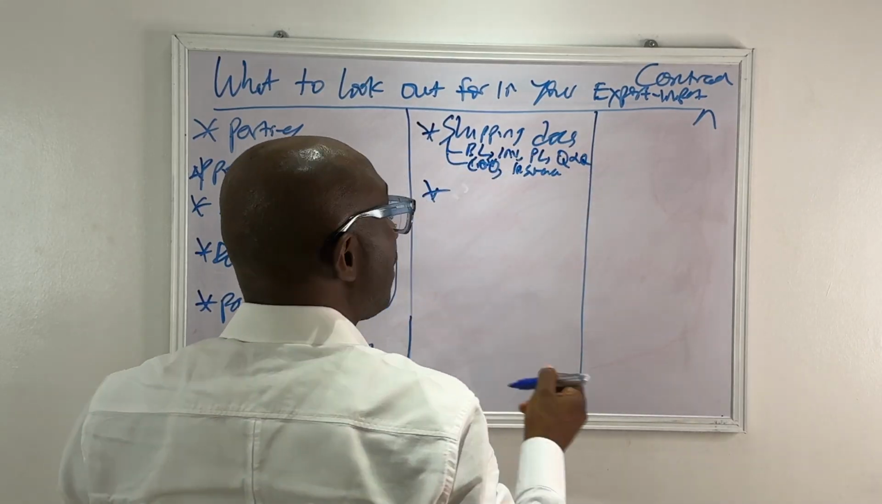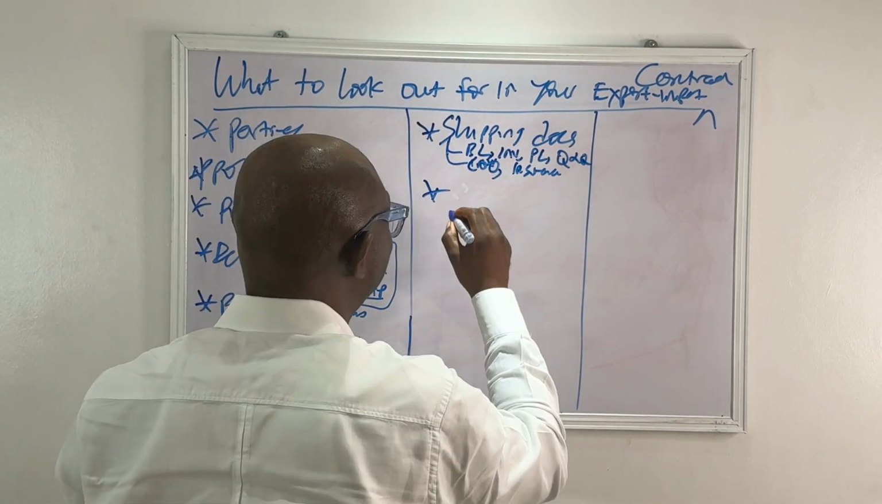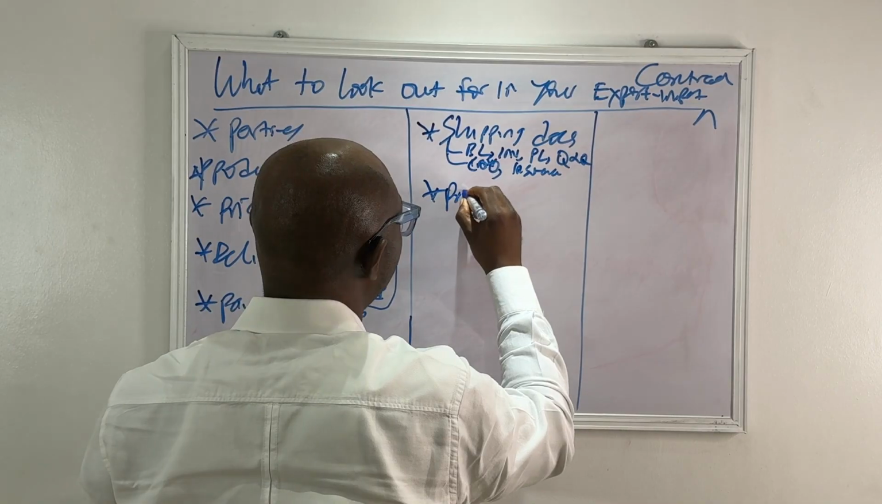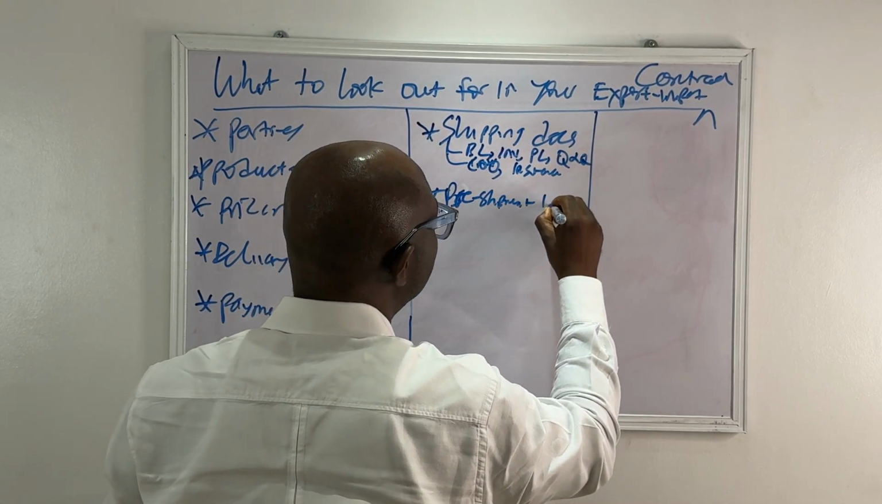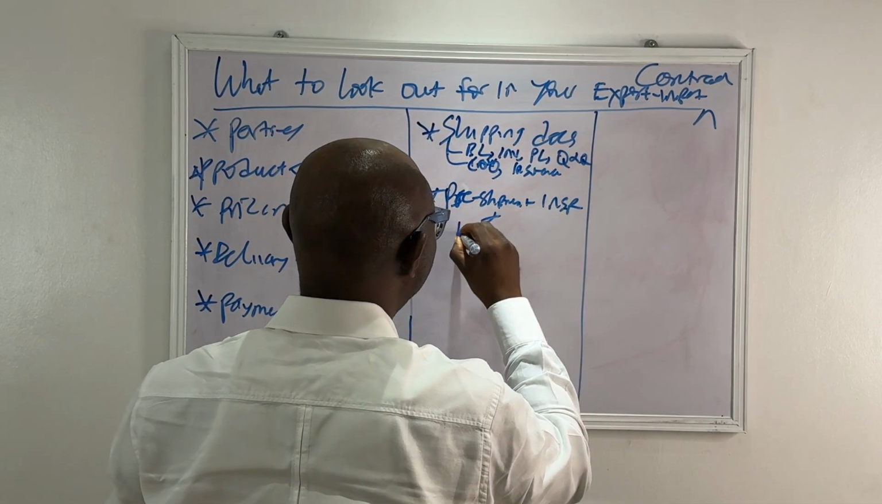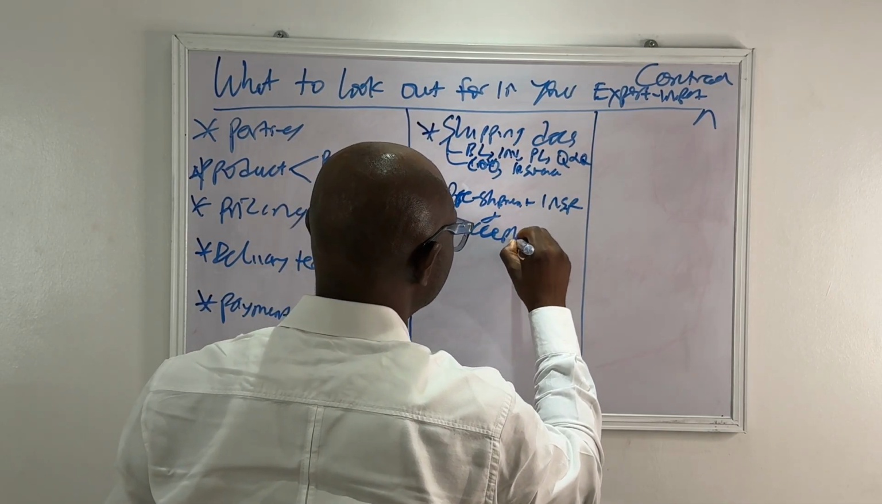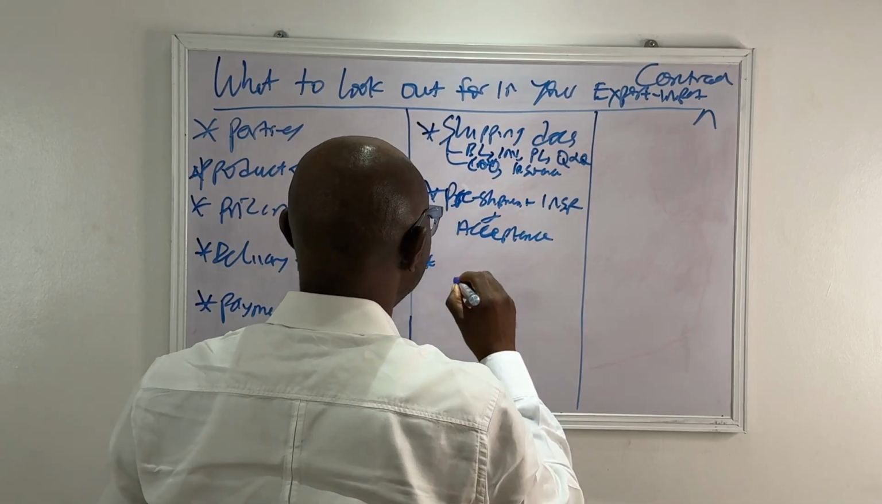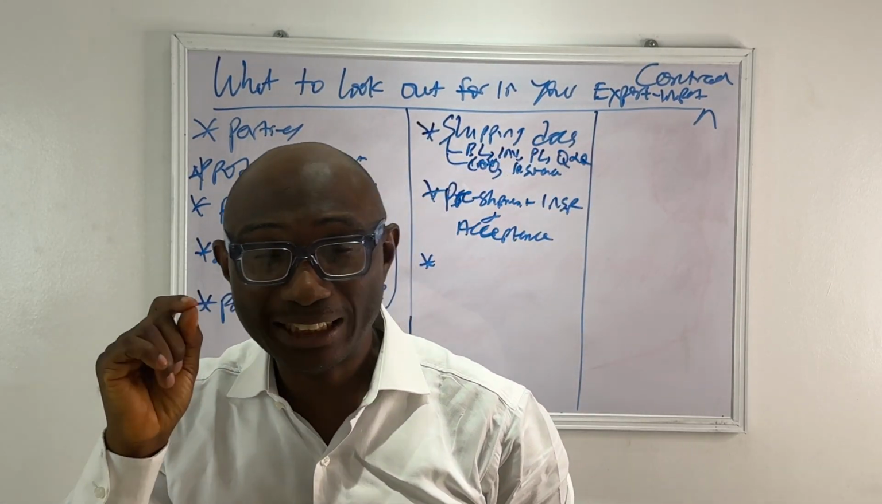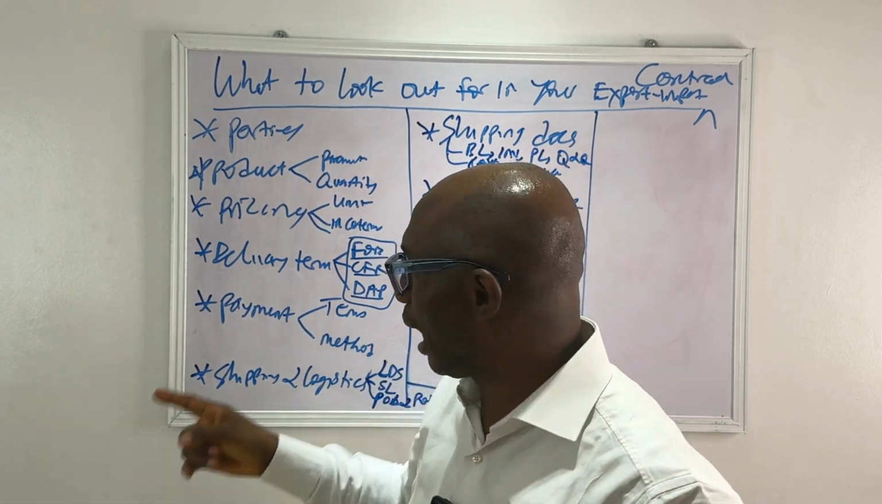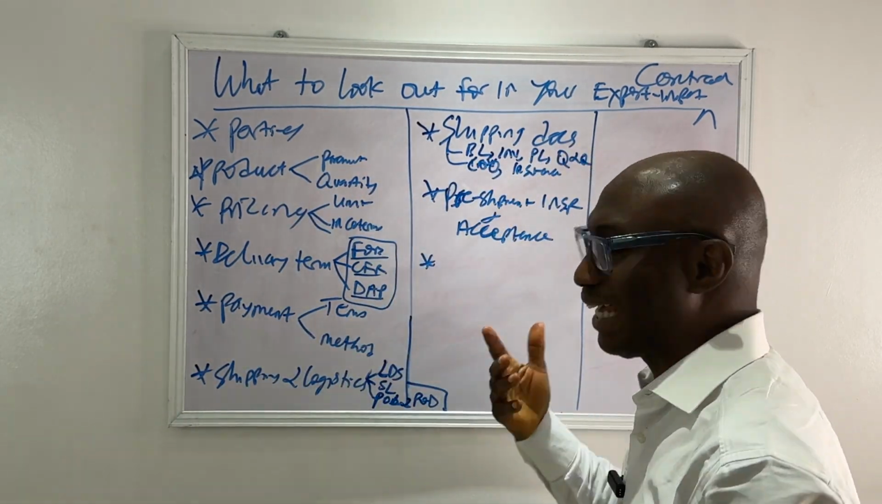The next is pre-shipment inspection and acceptance. What exactly does that mean?